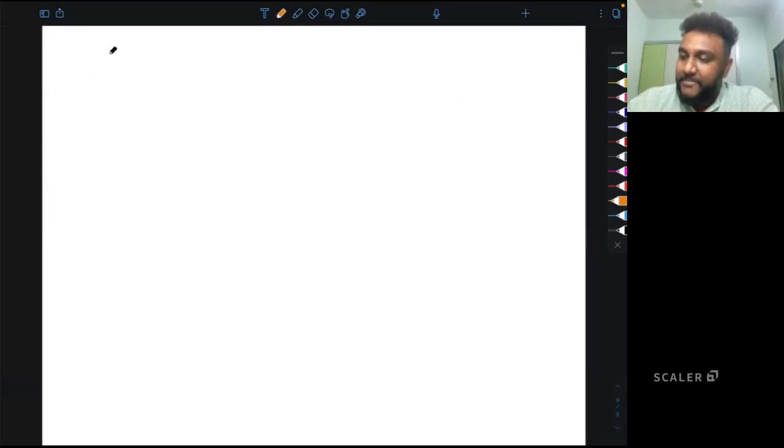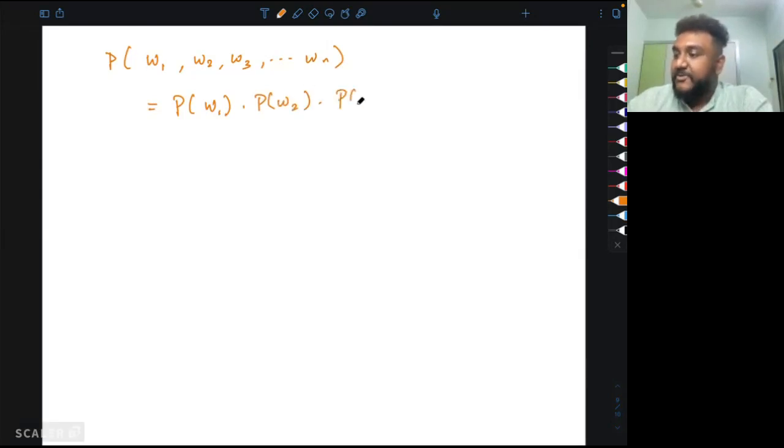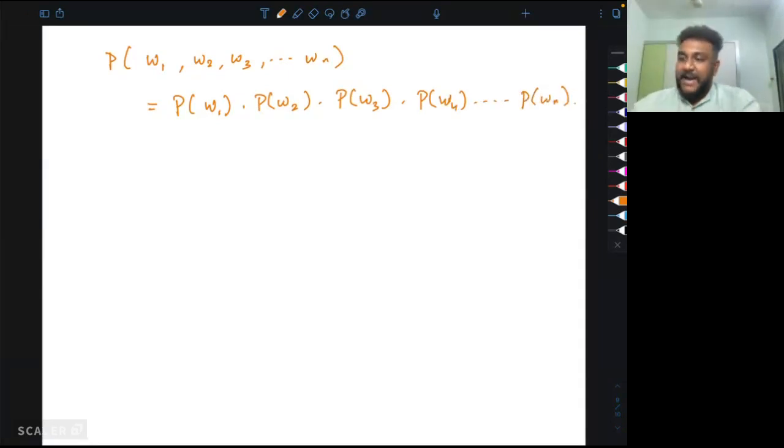So the problem here is that I don't know this one: the probability of word 1, word 2, word 3, so on till word n. The most naive way of solving this is by saying this is nothing but P of W1 into P of W2 into P of W3 into P of W4 into all the way up till Wn. And this is nothing but the naive Bayes approach.